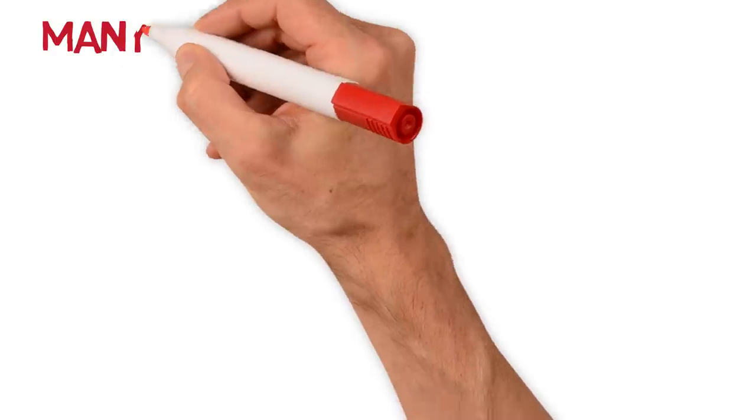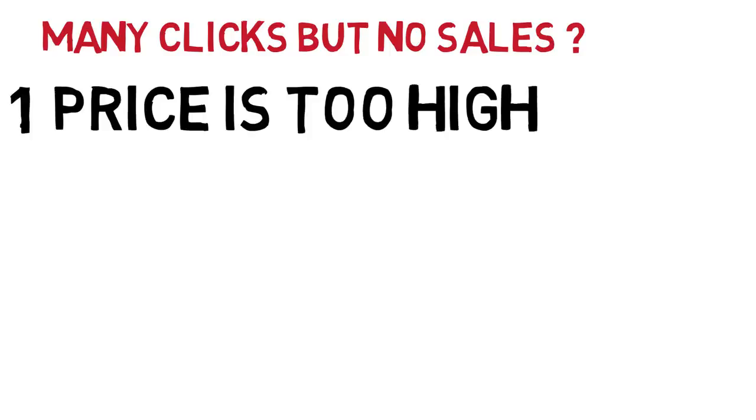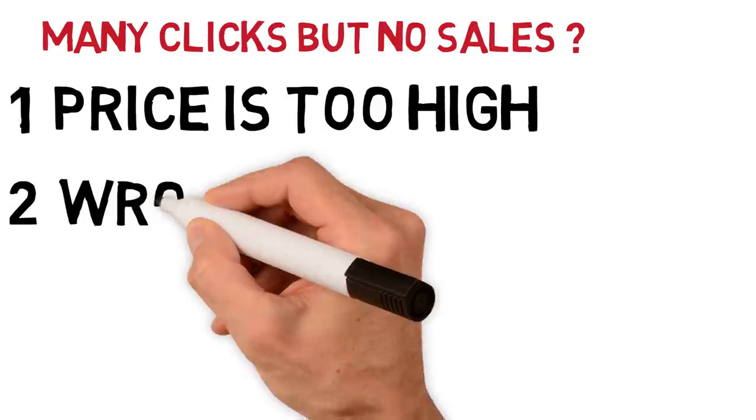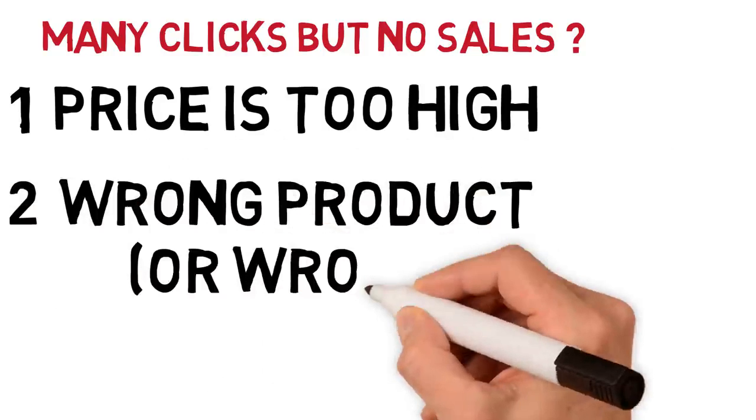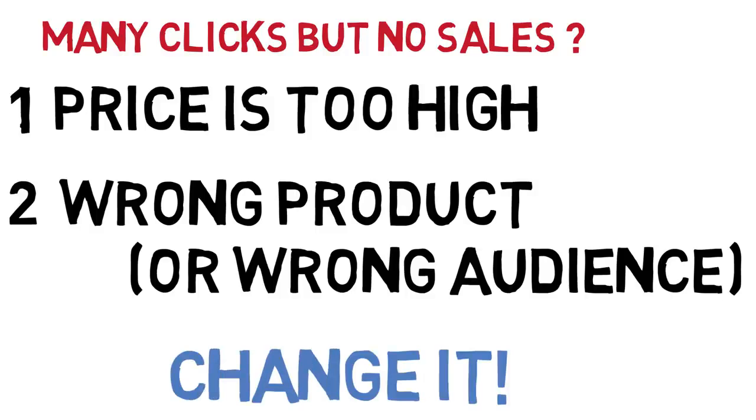For example, if you see that many people are clicking on the ad but not buying the product, it can be for 2 possible reasons. First, the price of the product is too high. Second, you probably chose the wrong product, and that's not a problem. Changing a product takes only 5 minutes. Overload really does all for you. So don't hesitate to change what is not working. Be flexible in this case.